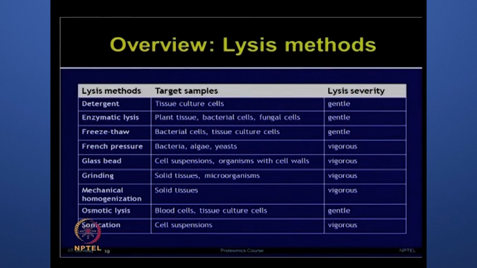Glass beads are used with cell suspensions or organisms with a cell wall. This is again a vigorous lysis method. Grinding of solid tissues and microorganisms is another vigorous lysis method. The mechanical homogenization of solid tissues is another vigorous lysis method. Osmotic lysis can be used for blood samples and tissue culture cells, which is a gentle lysis method. Sonication can be used for cell suspensions and other bacterial samples, which is another vigorous lysis method. I hope these methods give you some options to lyse your cells effectively.